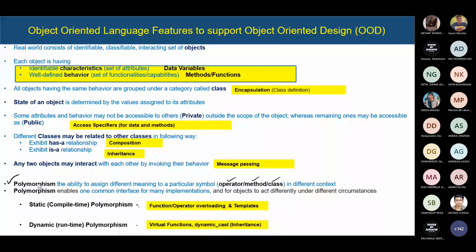Is that part clear? Yes, sir. And that's why I write that it's the ability to assign different meaning to a particular symbol. The word I use is symbol. And what is a symbol? It can be an operator. If it is an operator, I'm talking about operator overloading. If it is a method, the term is function overloading. We have a class actually at 11 a.m. Fine. So a method means function overloading, and if it is a class that I'm overloading, we call it a template.